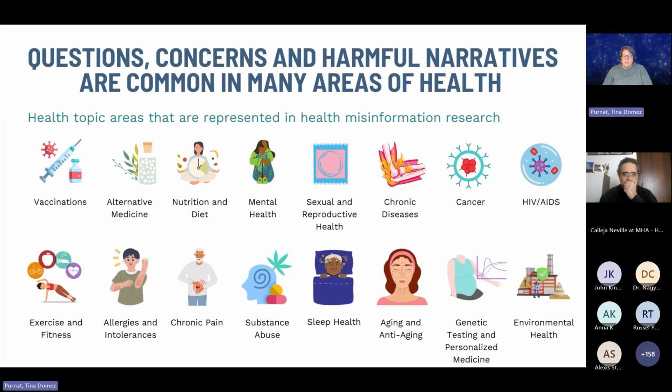Now, before we talk about the system, it's worth pausing on the sheer breadth and depth of the problem that we're facing. You saw this in the Slido poll as well.